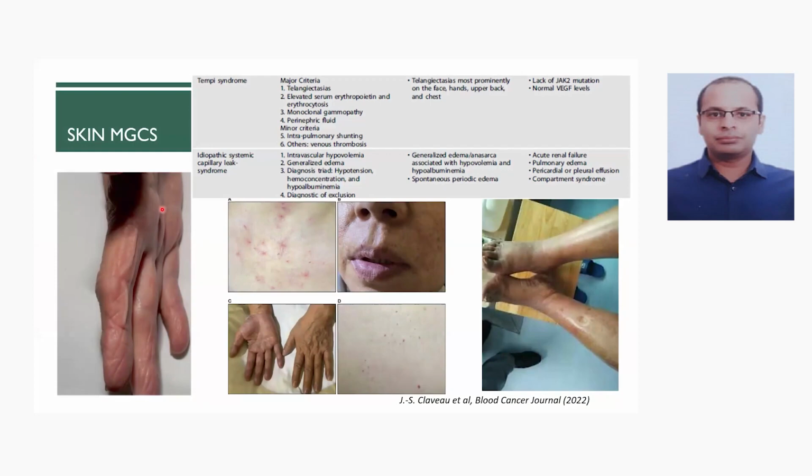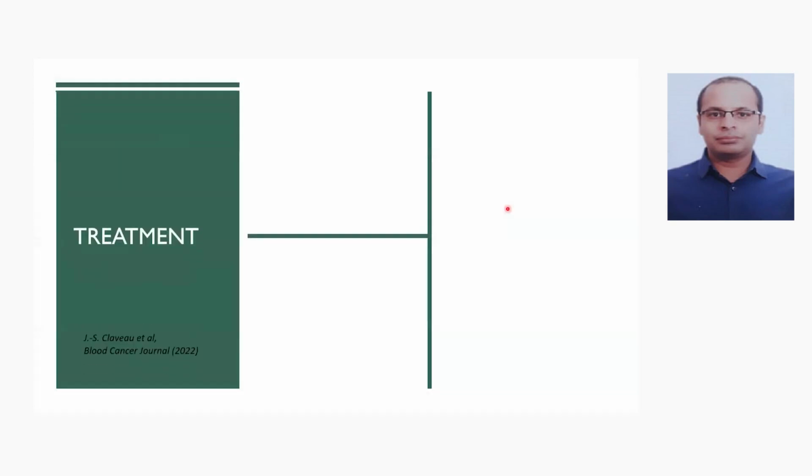Then patient can have this acquired generalized cutis laxa, or this very recently described syndrome of TEMPI, where the patient can have telangiectasias like this with elevated serum erythropoietin and erythrocytosis, monoclonal gammopathy, peripheral edema, intrapulmonary shunting, or patients can have idiopathic capillary leak syndrome. So these are uncommon manifestations of monoclonal gammopathies.